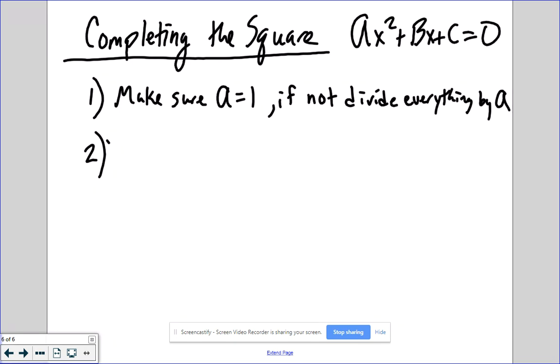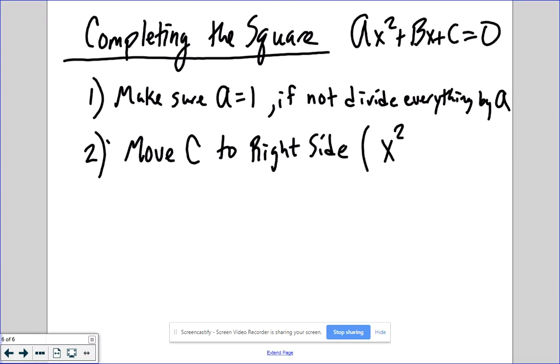Okay? We now have to move C to the right side. So your equation should look like this: X squared plus bx equals negative C. Okay? Everybody good? And I know this isn't going to make sense just going through the steps, but we'll hopefully be able to do this and get an example in before the class starts.